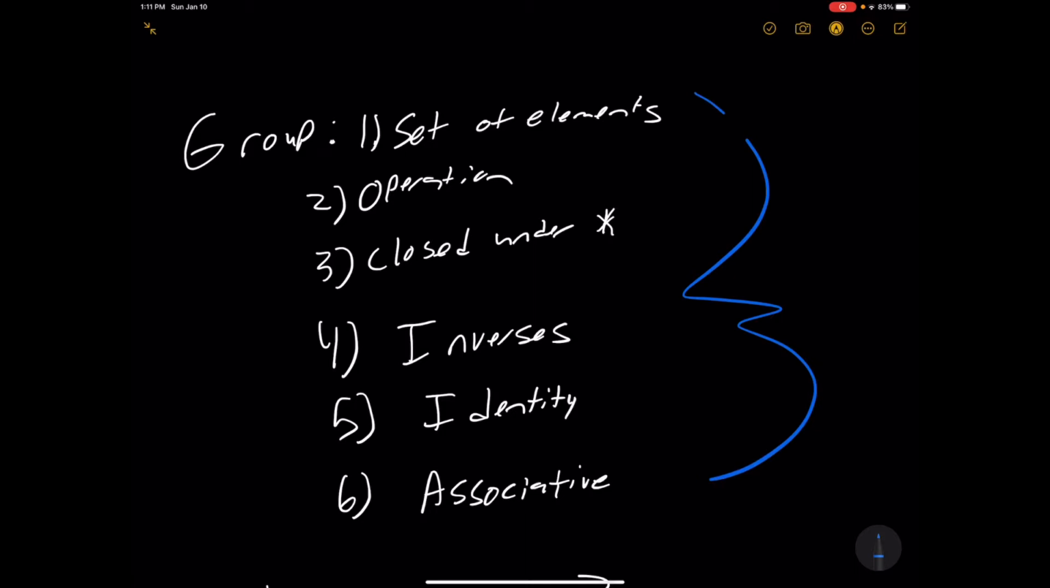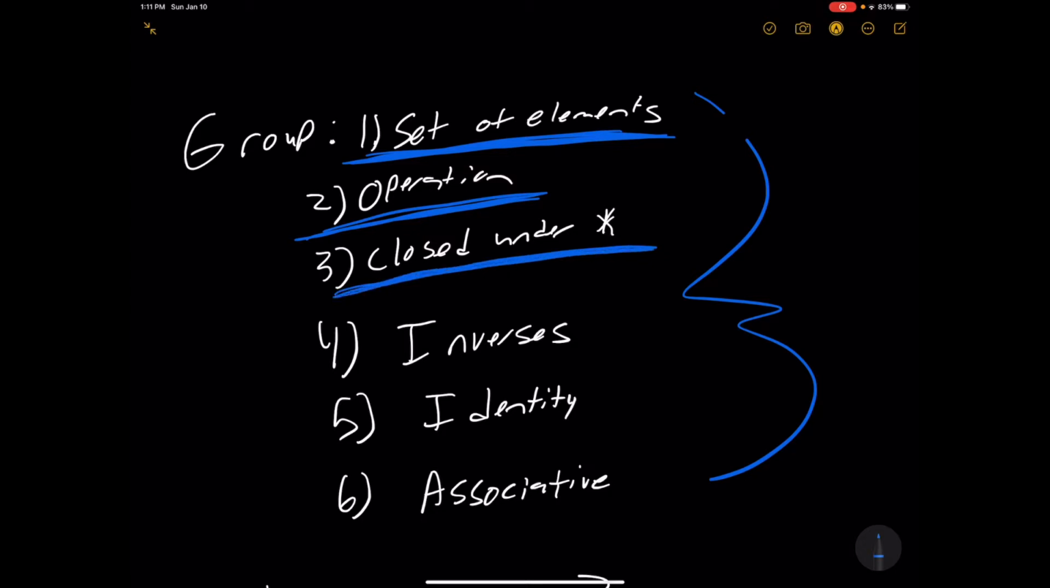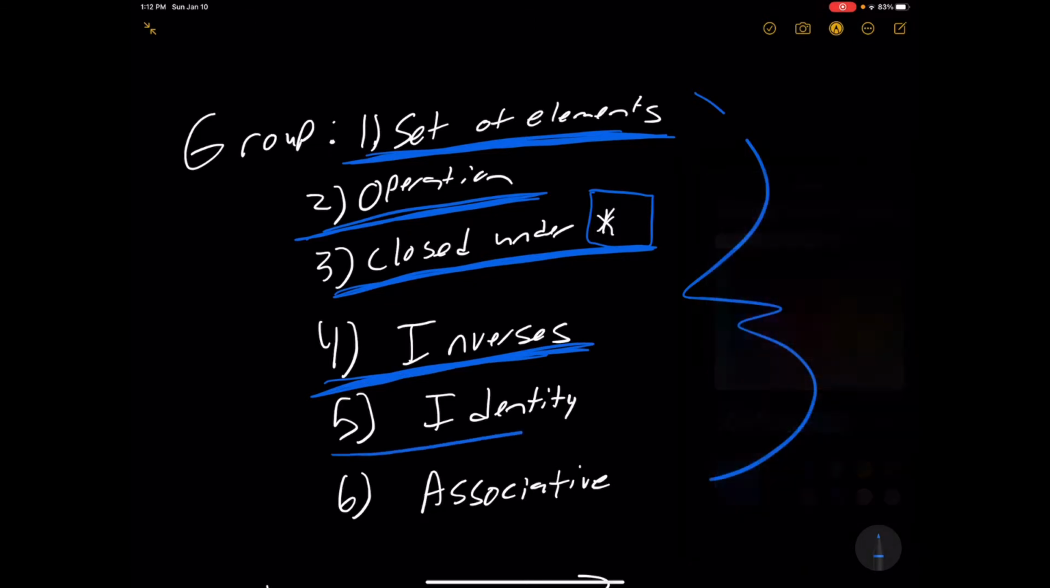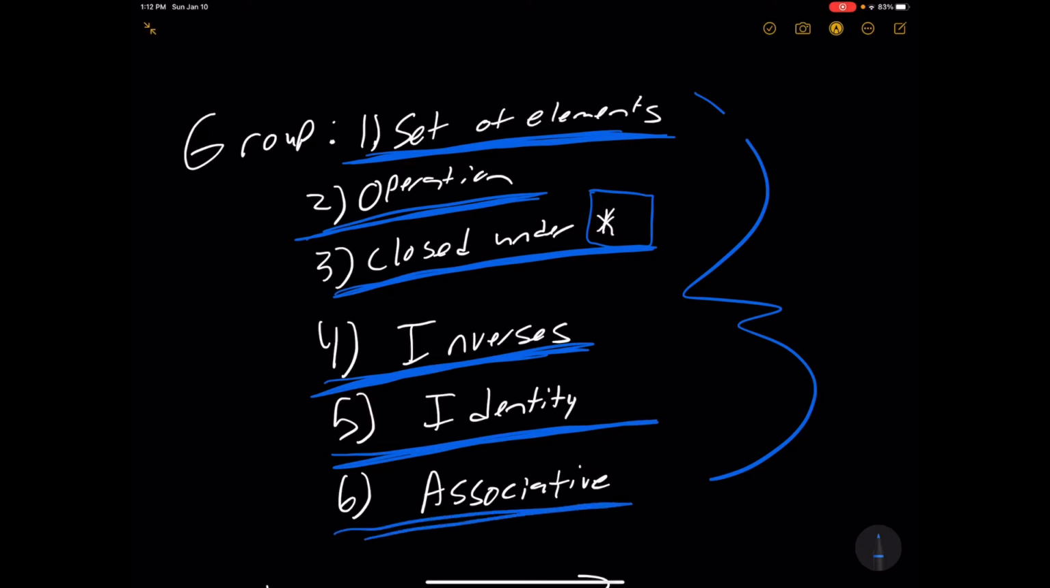We have that the group has elements in it, the group is non-empty, it has an operation, that operation is closed. So say this is the operation, that operation is closed, and you learned what closure meant earlier. That operation has inverses, and we'll talk about what that means. That operation has an identity, and that operation is associative.